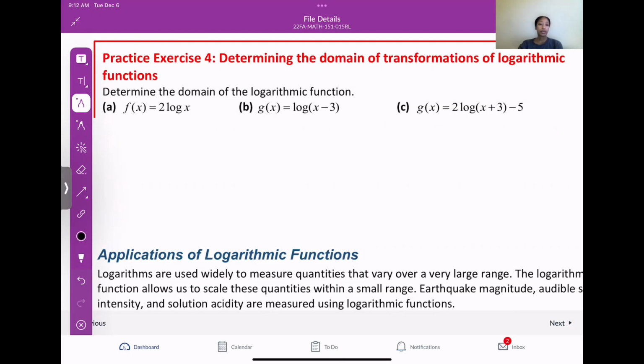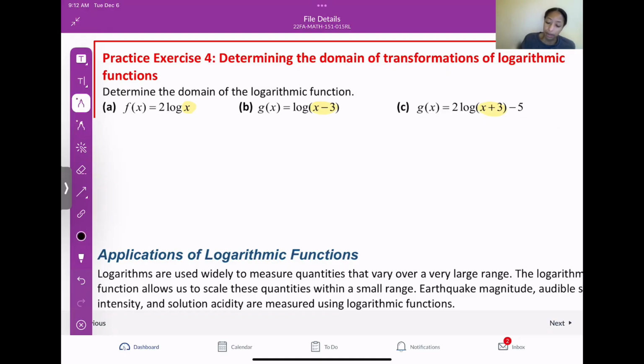Practice problem number 4, where we talk about determining the domain of a logarithmic function. The domain is all possible x values that can be plugged into the function. For a logarithmic function, we cannot take the logarithm of a negative number or 0. So we're going to take this term that we're taking the logarithm of, and we know that it has to be strictly greater than 0. And then that gives us our domain.